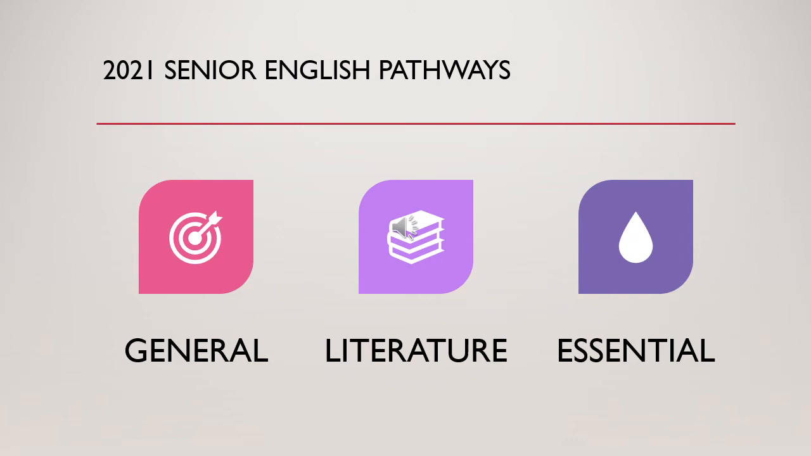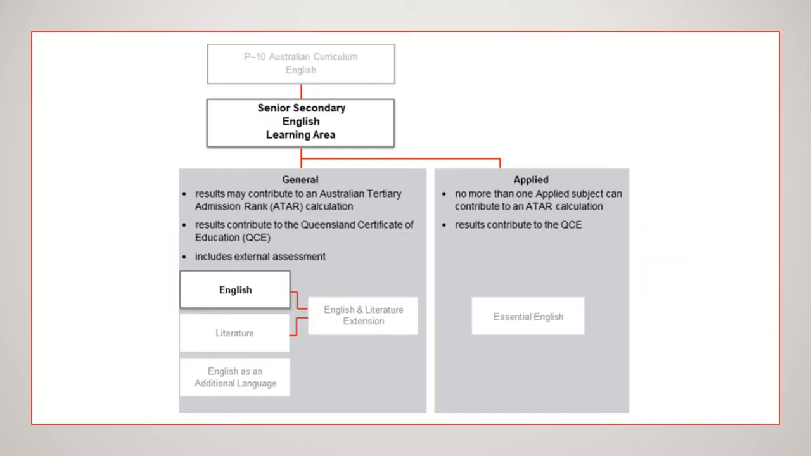2021 Senior English offers 3 different courses for students. For your set plans, you need to choose one course that is the most appropriate for you and suited to your learning pathway. This slide is an overview course structure of Senior English. Every student must successfully complete an English course, and the following course structure demonstrates how results contribute to your QCE and ATAR.